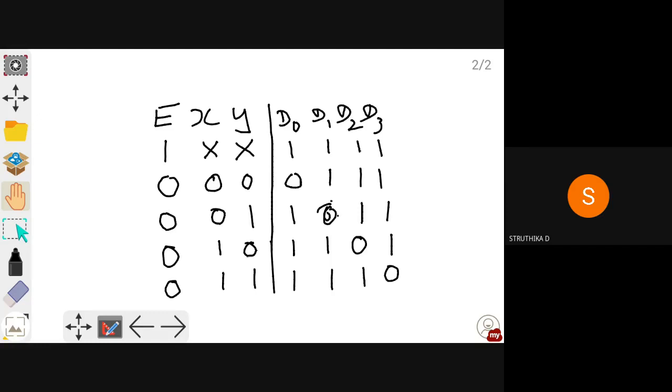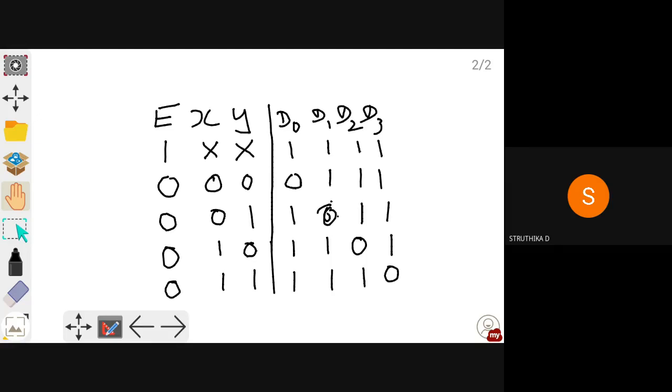Then for the rest, the enable input is 0. Only if it is 0 will the decoder function. So 0, 0 means D0 functions. 0, 1 means D1 produces output. 1, 0 means D2, and 1, 1 means D3. So this is the truth table and you have to draw the logical diagram for this.